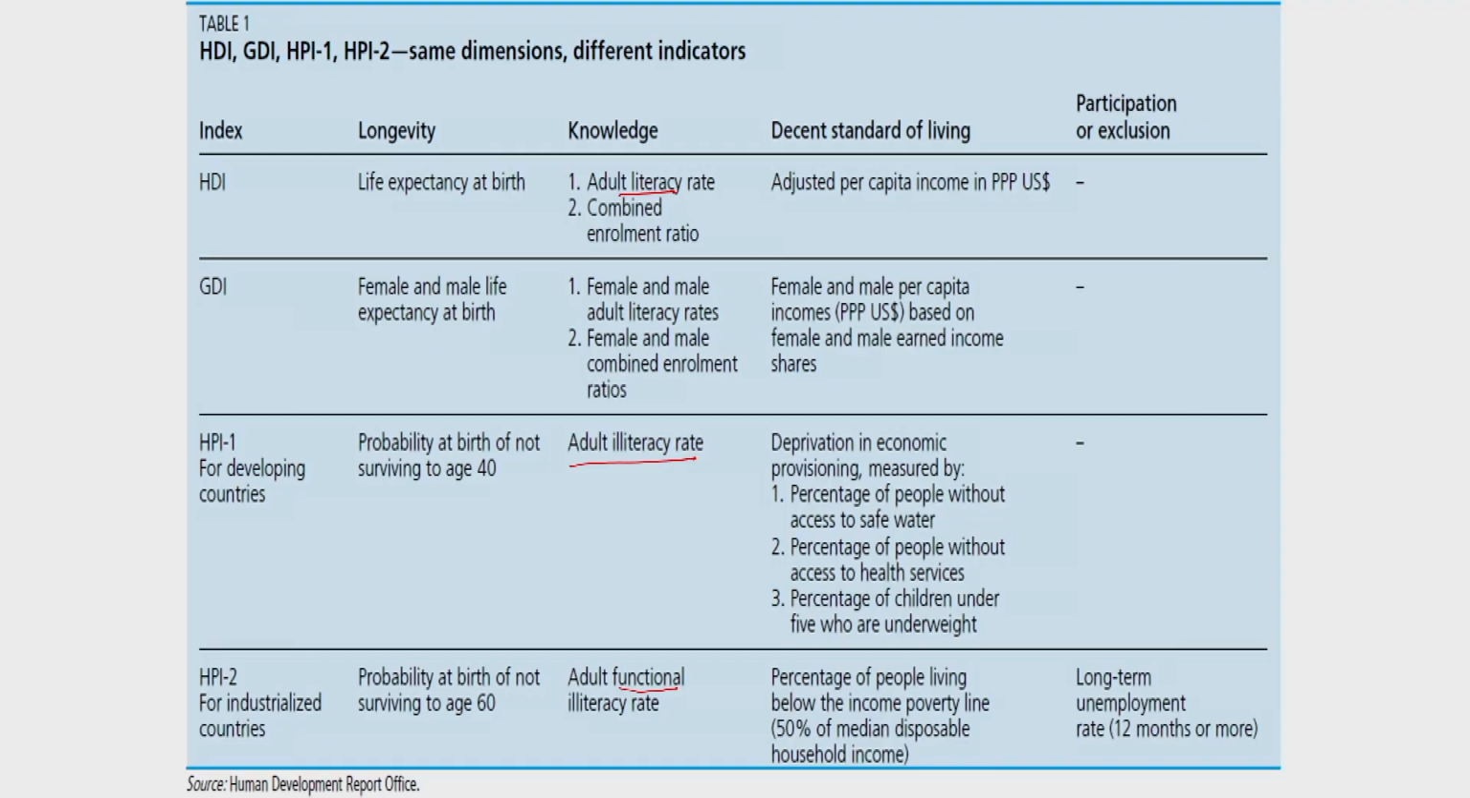So these are some of the important indices which were calculated in the successive HDRs starting from 1995. In the next class we will look at the computations of the GDI, HPI1 and the HPI2.